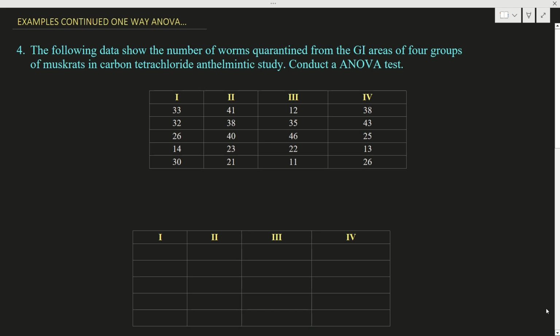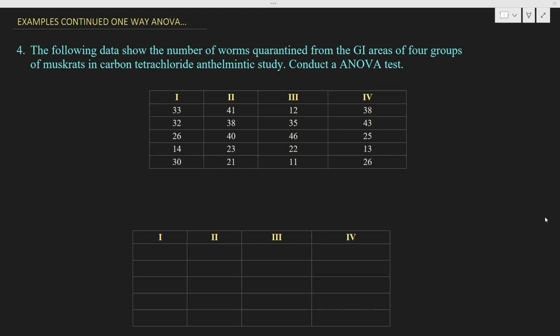Welcome to the class. In today's lecture, we'll discuss one more example on ANOVA, which is asked in your model question paper also. The given example is: the following data show the number of worms quarantined from the GI areas of four groups of muskrats in a carbon tetrachloride anthelmintic study. Conduct an ANOVA test. Given data: there are four groups 1, 2, 3, 4. The data is given below.